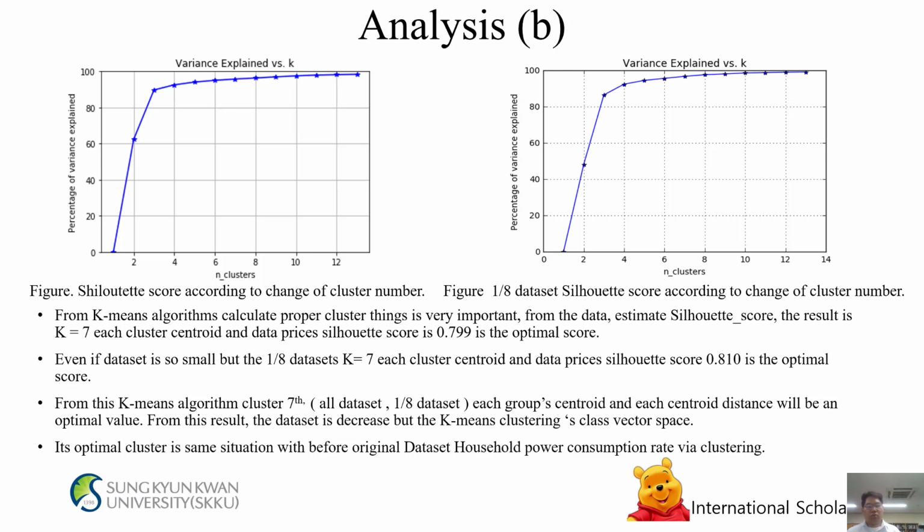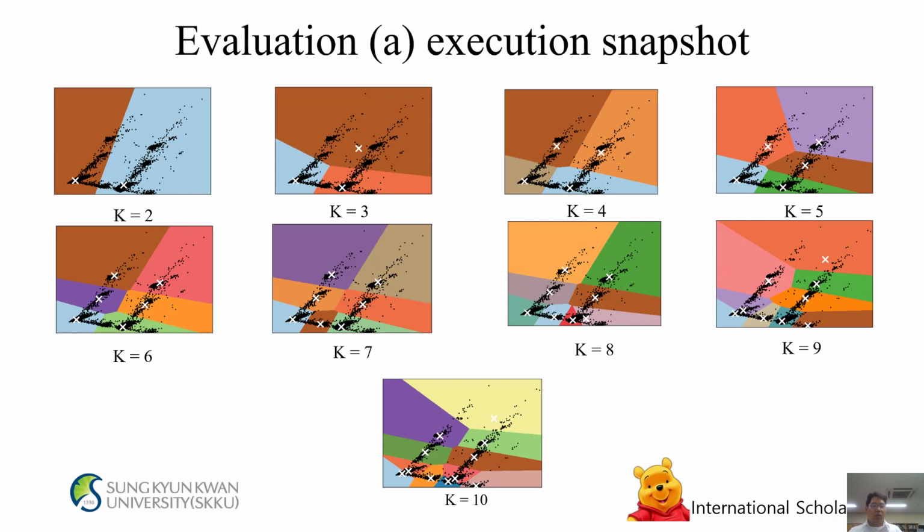Original dataset household power consumption via clustering. Evaluation A execution snapshot. This is also my own experiment, and then the K equals 2 result, K equals 3, 4, and 5 results, K equals 6 result, K equals 7, 8, and 9 results, and K equals 10 result.